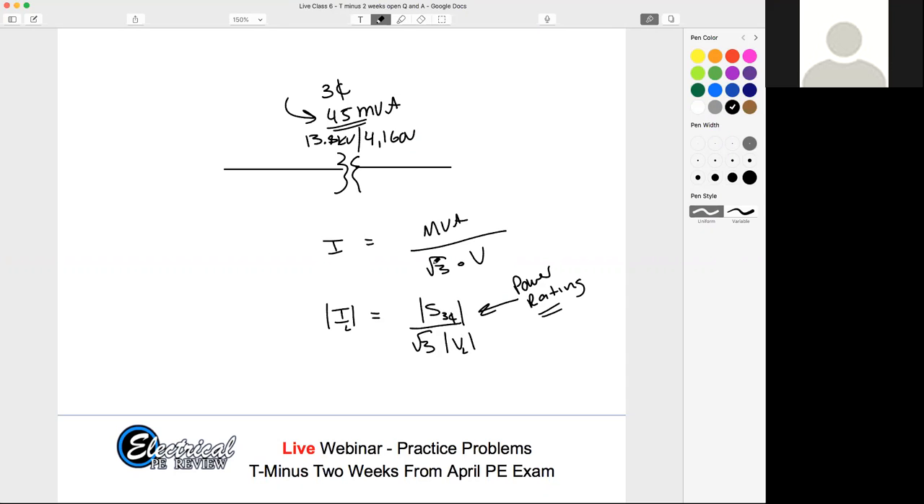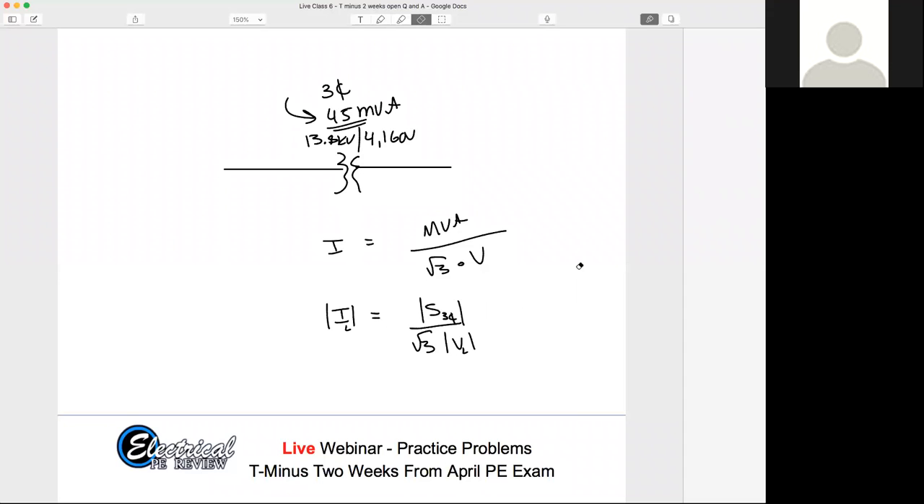But essentially, what is this 45 MVA? If I plugged in that 45 MVA, that would be my power rating. In fact, I'm going to just take that off because I don't want to confuse anyone. Let's draw that note up here in red. So that 45 MVA, that's my power rating, right? What does that mean? What does it mean to have a power rating of a transformer?